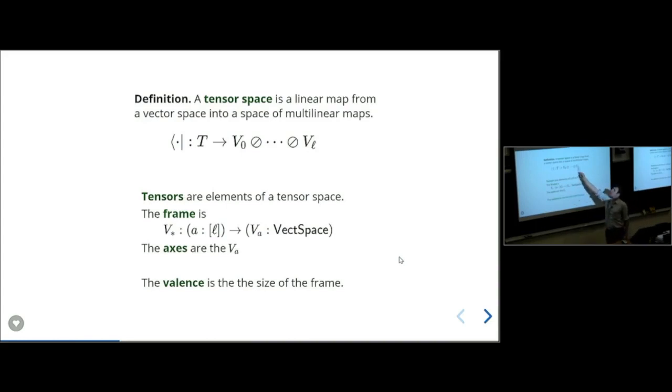Valence will be the number of vector spaces you have, rather than dimension. Even if you think of it as a three-dimensional box in your head, I'll call it a valence 3 tensor. And dimensions will be reserved for the axes, the actual vector spaces that frame the boxes. That's my vocabulary. It does solve some problems.